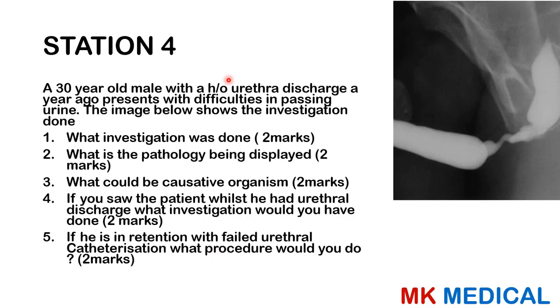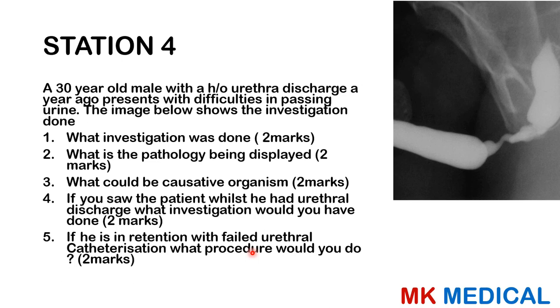And then coming to station 4, a 30-year-old male with a history of urethral discharge a year ago presents with difficulty in passing urine. The image below shows the investigation done. What investigation was done? What is the pathology being displayed? What could be the causative organism? If you saw the patient whilst he had urethral discharge, what investigation would you have done? If he is in retention with failed urethral catheterization, what procedure would you do? You may pause the video at this particular moment.